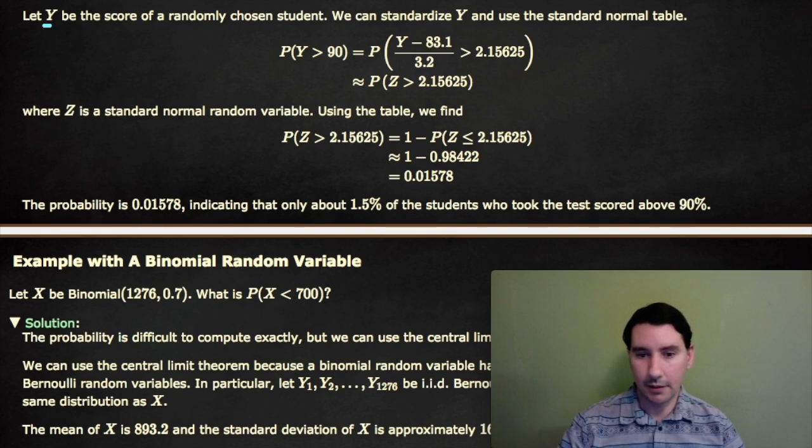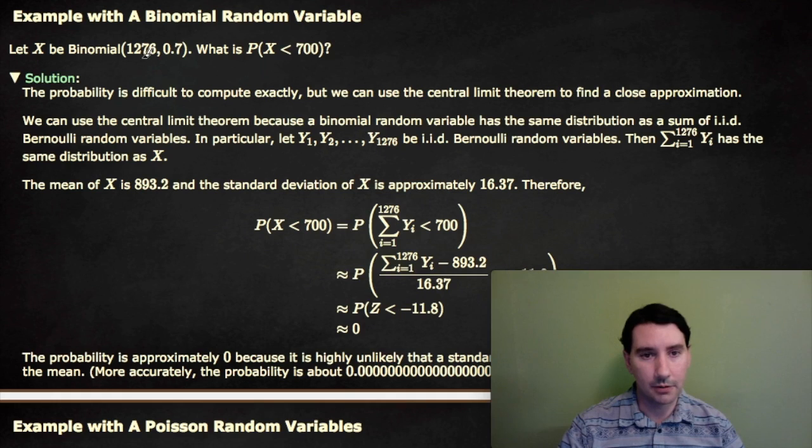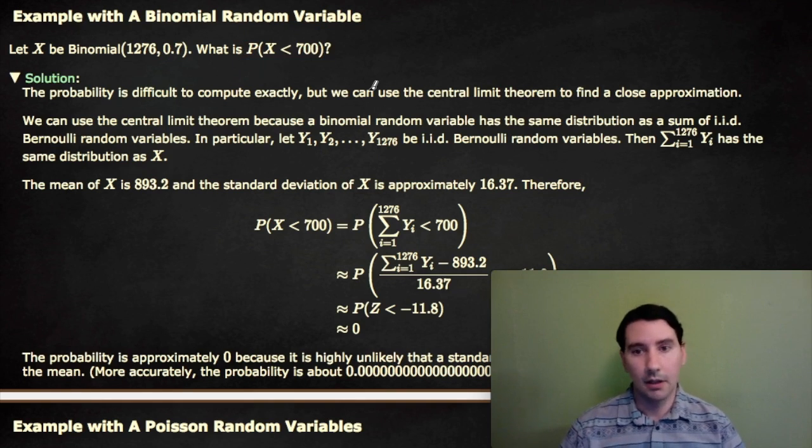Next, we're going to take a slightly less obvious example. We're going to have a binomial random variable with parameters 1,276 and 0.7. So remember that 1,276 is the number of trials, and each one has a success probability of 0.7 and a failure probability of 0.3. The question is, what's the probability that x is less than 700? And that might not seem like a very strange question to ask, but I want to show that these probabilities are a little less intuitive than most people believe.